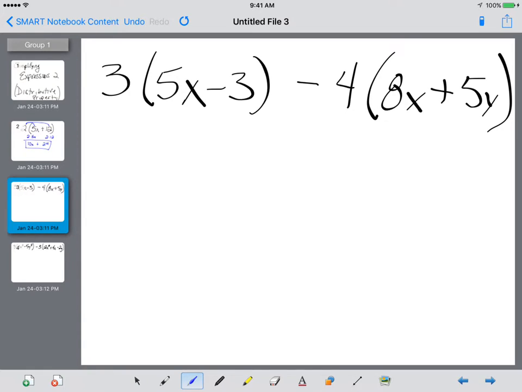So for example, 3 times (5x minus 3) minus 4 times (8x plus 5y). I'm going to have to use my distributive property twice. So I'm going to take the 3 and distribute it to both terms inside here. So this says 3 times 5x, which is 15x. And then this says 3 times negative 3. I put parentheses so that you can see I'm multiplying it by negative 3. Keep in mind that sign out front is important. So this becomes minus 9.